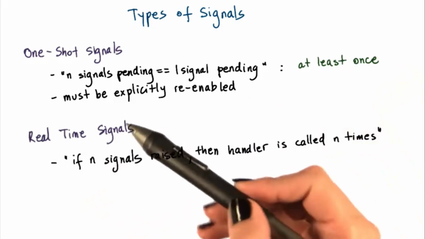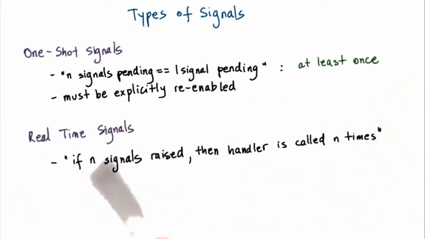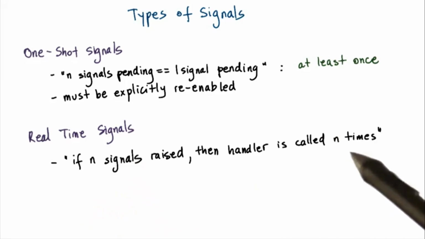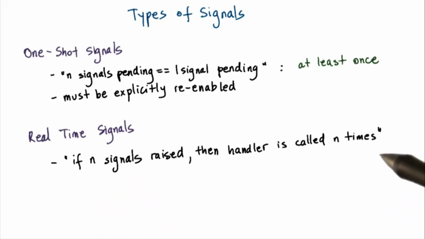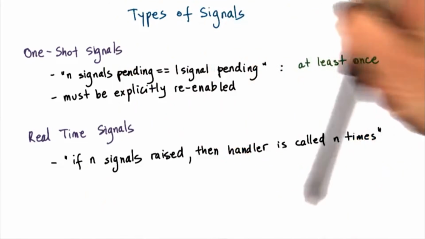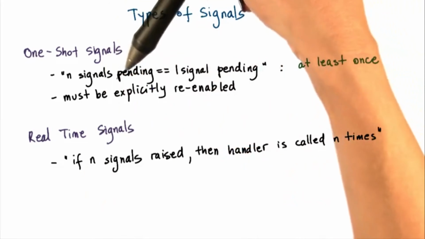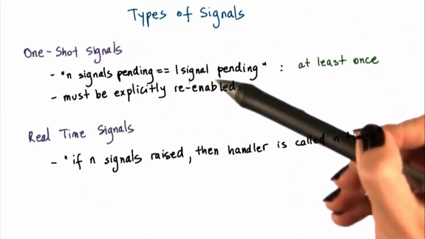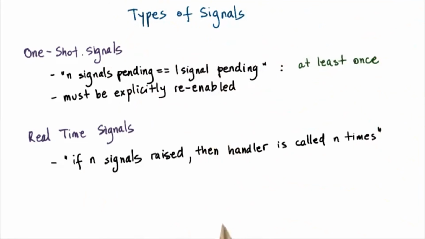Another type of signals are so-called real-time signals that are supported in an operating system like Linux, for instance, and their behavior is such that if a signal is raised n times, then the handler is guaranteed to be called n times as well. So they have sort of a queuing behavior as opposed to an overriding behavior, as is the case with the one-shot signals.